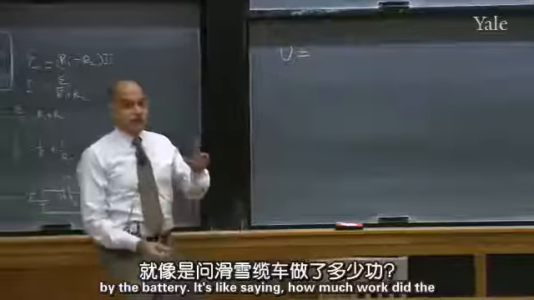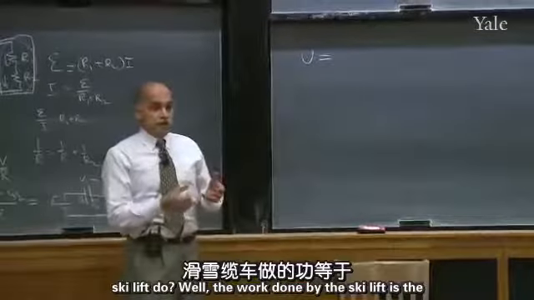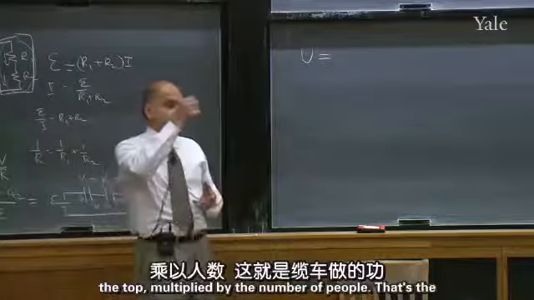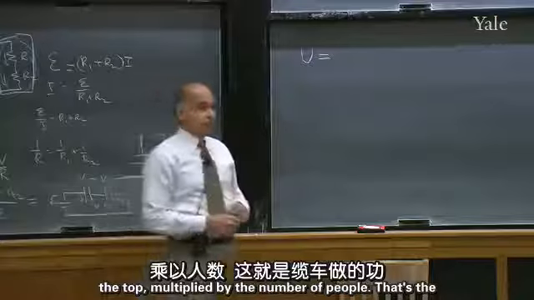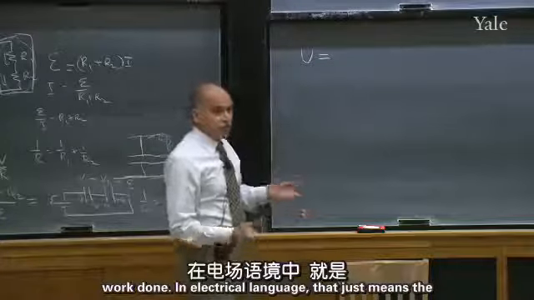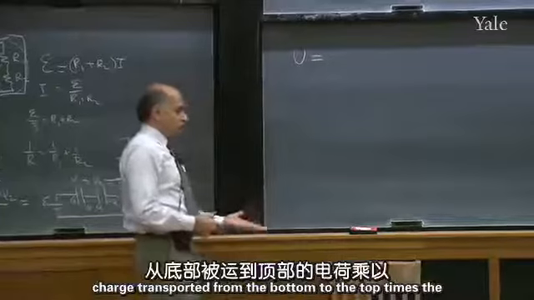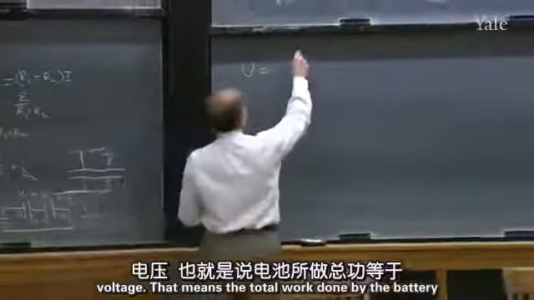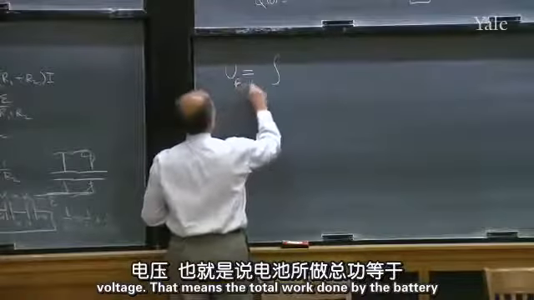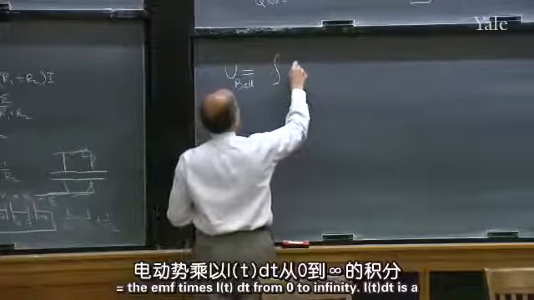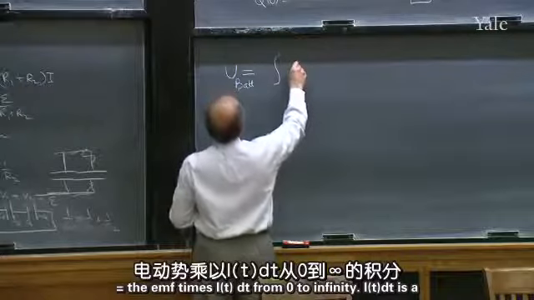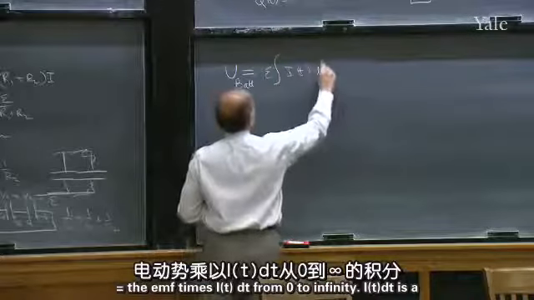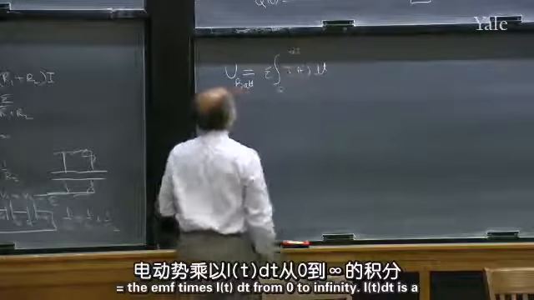It's like saying, how much work did the ski lift do? Well, the work done by the ski lift is the work it takes to carry each person from bottom to the top, multiplied by the number of people. In electrical language, that just means the charge transported from bottom to the top times the voltage. That means the total work done by the battery is equal to the EMF times the integral of I of t dt from 0 to infinity.